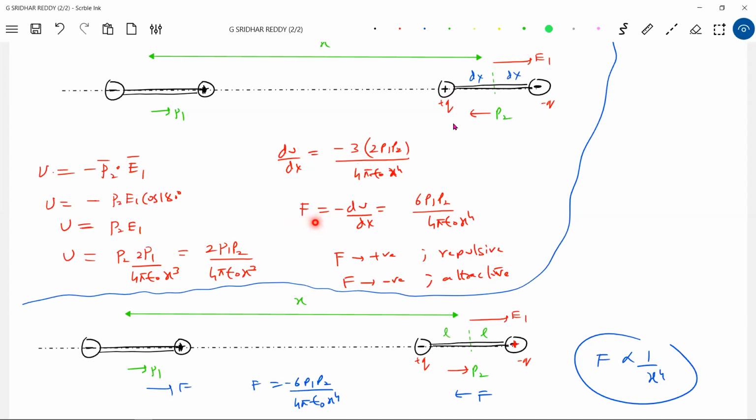I think in books they have shown that method also. If you are interested, try to think on that. I'm just taking help of the energy method. Any doubts, you can clarify.